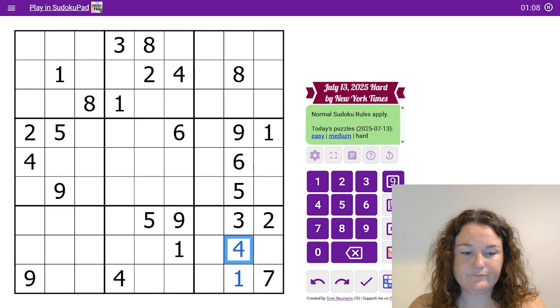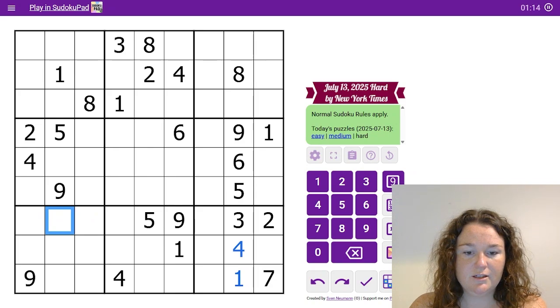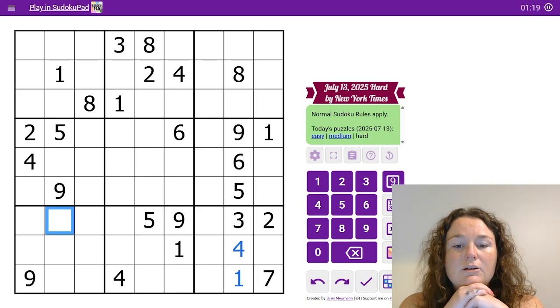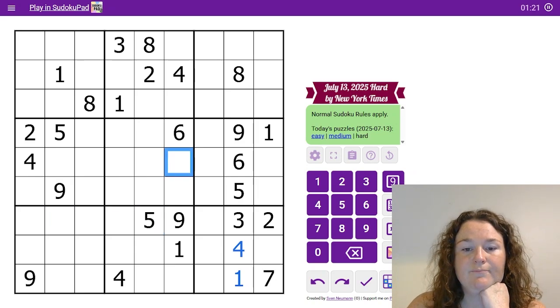Okay, so now 1 will go here or here in this box, and 4 will go here or here. Okay, so then 2 and 7 here and here.